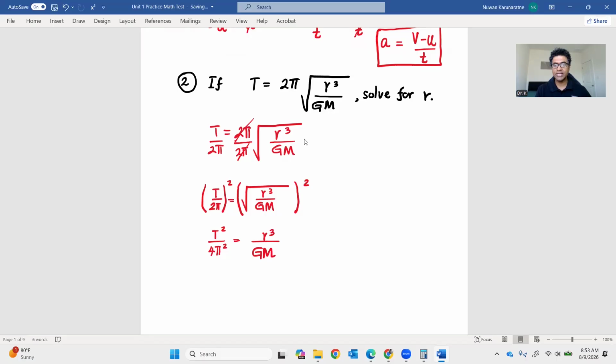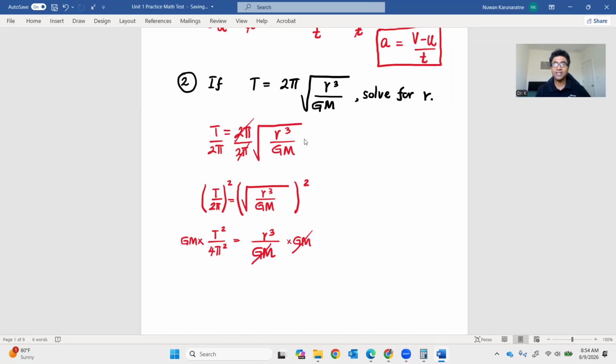I have a GM in the denominator, so I don't need that. I need to get rid of that. I'm going to multiply the entire equation by GM. GM is like two quantities, G times M, like xy. But as a unit, I'm just multiplying the entire equation by GM, and then it cancels out. Okay, so that's how I remove GM.